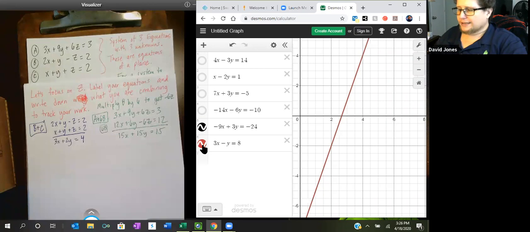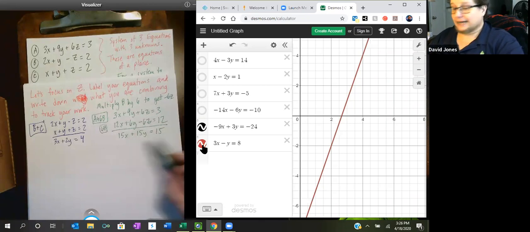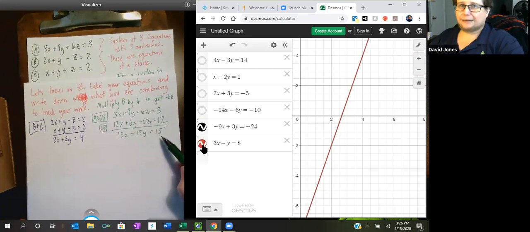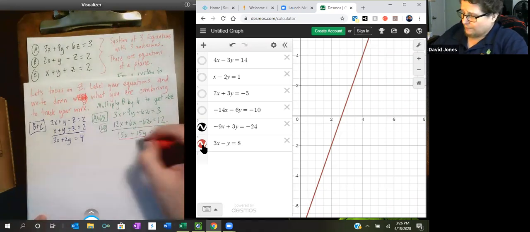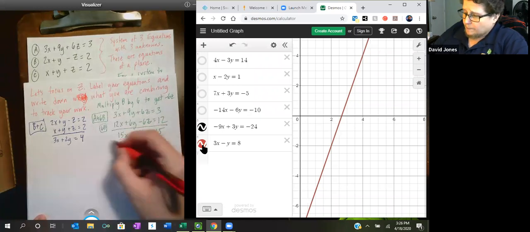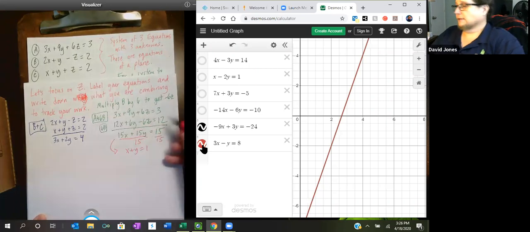Now I want to work with these equations. Do you notice that this one has all 15s in it? If they're all identical, it's even easier. But if they're all multiples of a single number, we can simplify the equation. I can simplify this by dividing everything by 15. Divide both sides by 15. And this line turns into x plus y equals 1.